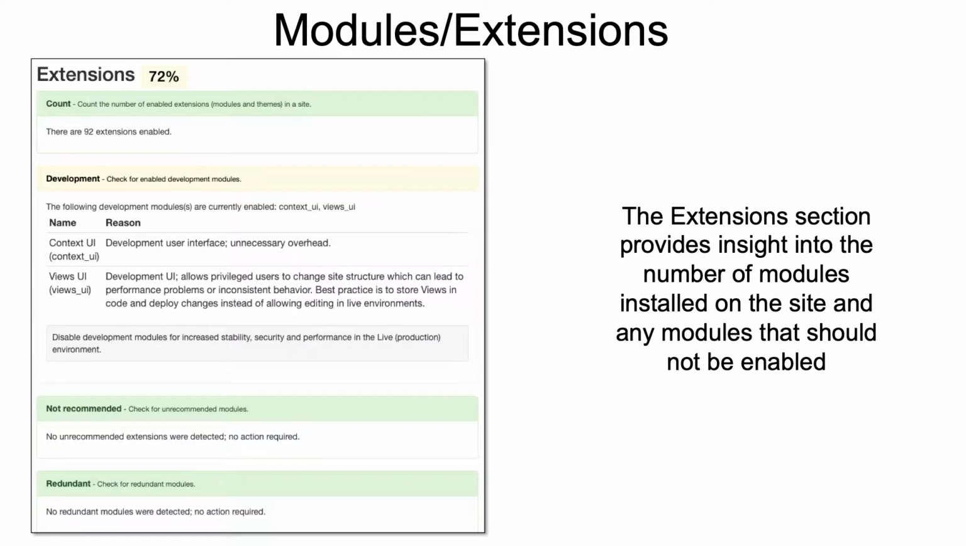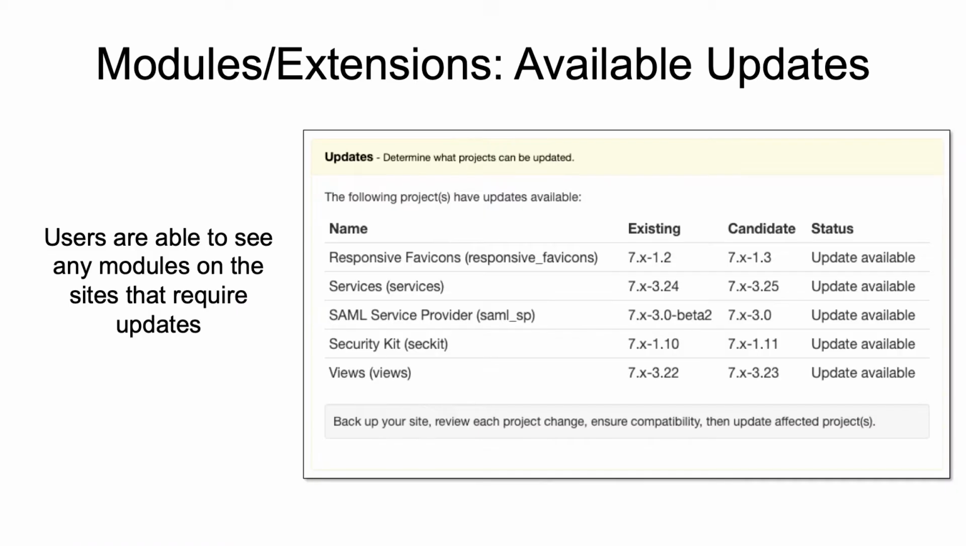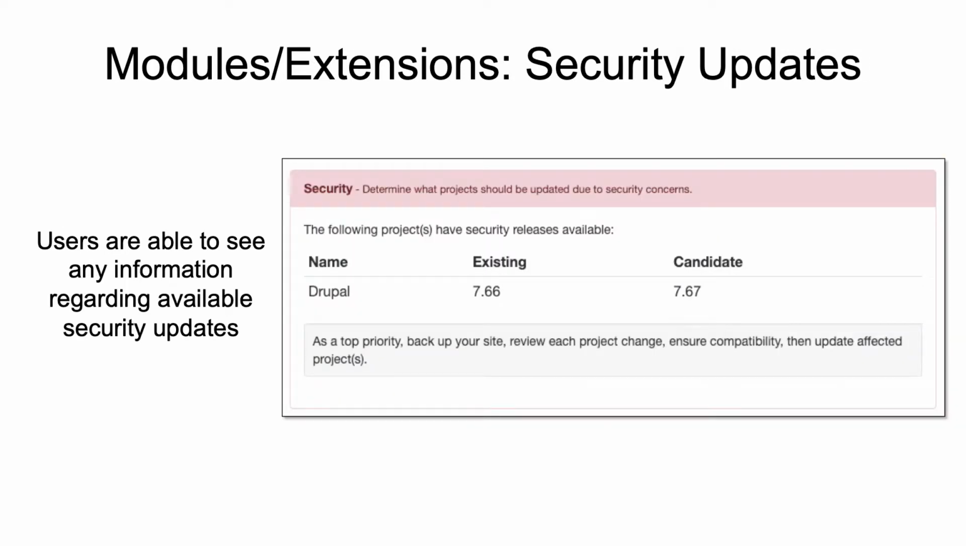For modules and extensions, this section provides insight into the number of modules installed on the site, and any modules that should not be enabled. For instance, this site has the Context UI and Views UI modules enabled, which are generally advisable to turn off, these user interface modules, in production. The modules and extensions section also gives us insight into what modules need to be updated, as well as any security updates that may be required for the site.